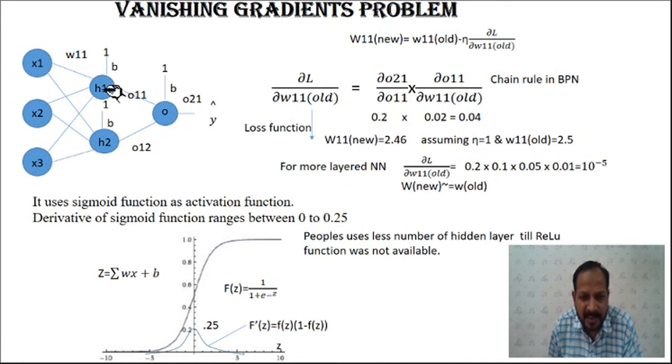So that will give you the net input for H1, and then we apply the sigmoid function as an activation function. It is 1 by 1 plus e raised to minus z, where z is nothing but the weighted sum of the inputs. Then we get the output O11 when you apply the net input z to the sigmoid function of H1. Every neuron H1, H2 and O uses the sigmoid function as the activation function, so it will give the output.